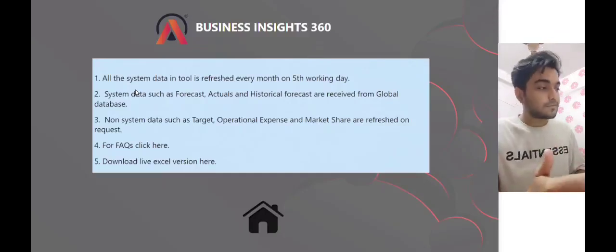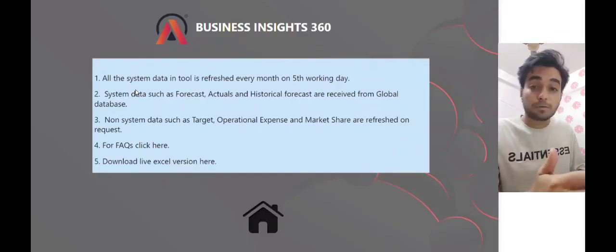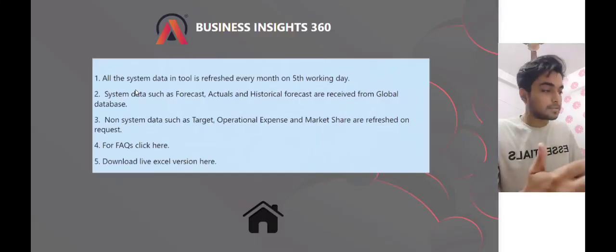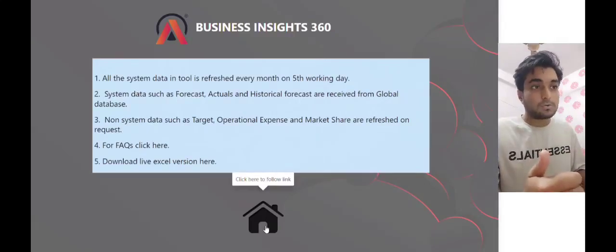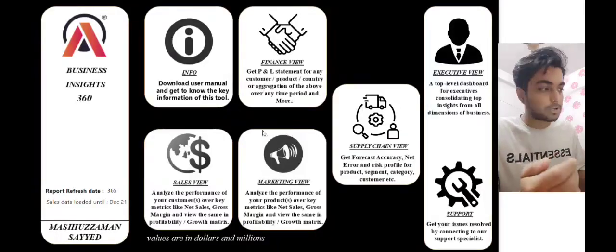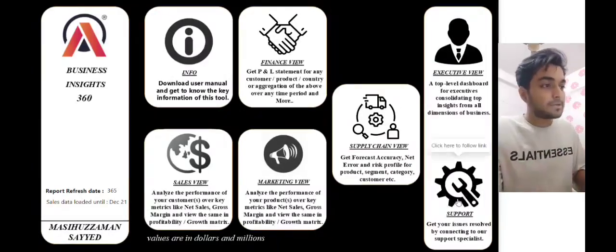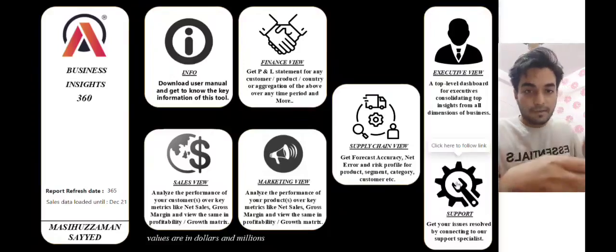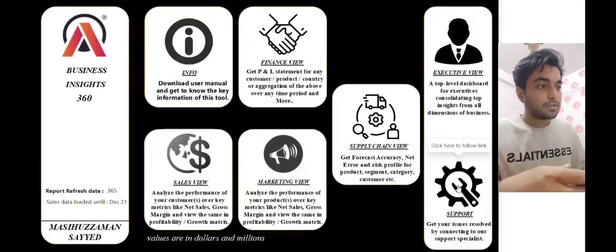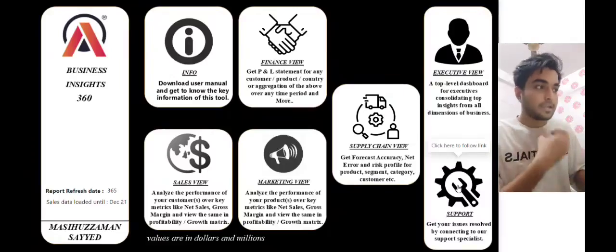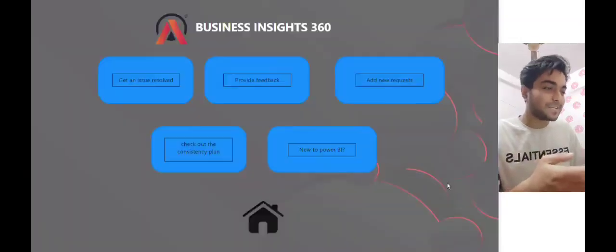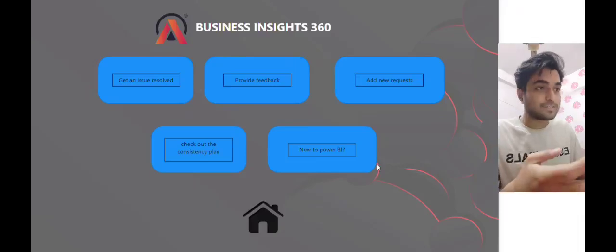Now, after info, I'll directly jump onto the support part, which a lot of people miss. If you have any issues regarding the project, or maybe you see that some insights are not clear, then you should first click on the support button. As you click on it, there are various tabs that will open. If you click on the Get an Issue Resolved tab, it will take you to a Google form and you can fill in your name, email, and what all issues you're facing.